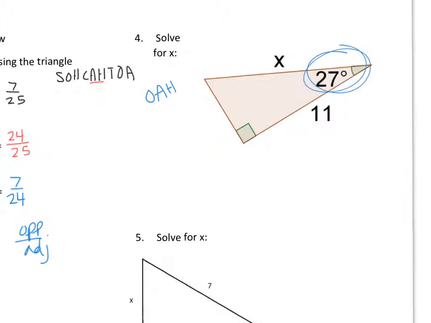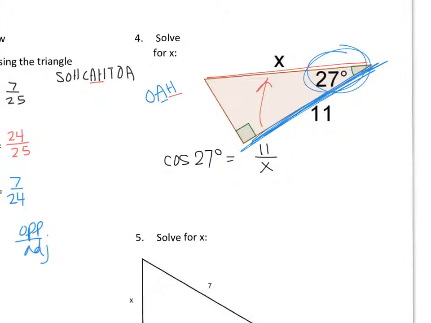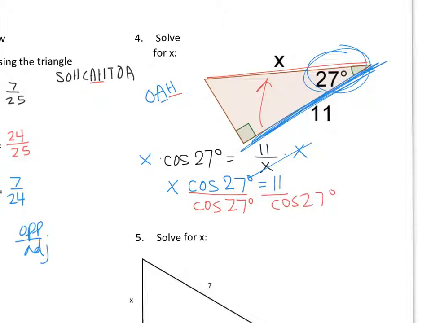Looking at 27 degrees, you have this side, 11, which is adjacent, and you want to know this side, which is the hypotenuse. So you're going to use the cosine. So the cosine of 27 degrees equals adjacent 11 over the hypotenuse x. So to solve for x in this equation, you're going to multiply both sides by x to get it out of the denominator. This cancels out. So x cosine 27 degrees equals 11. And then you're going to divide both sides by the cosine of 27 degrees. So this side length is going to be your answer.